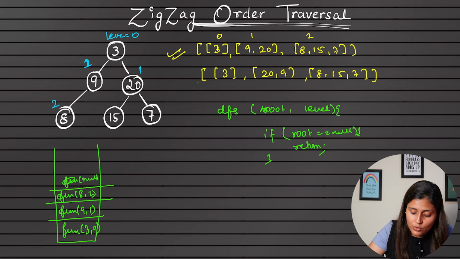Correct? So now this call will get returned. Now we'll go for 8's right. Again there is nothing, so null will also get returned. Back to this: now its left also got returned, right also got returned.